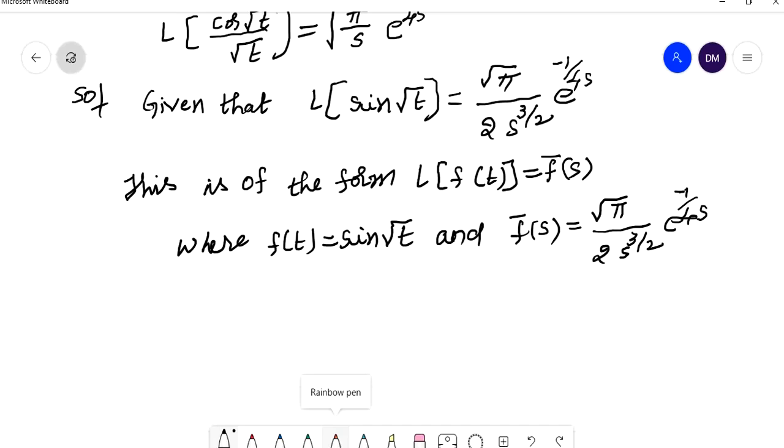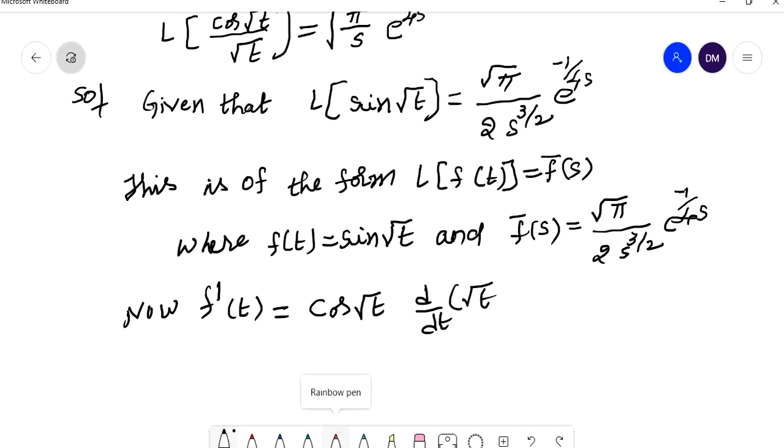Now f dash of t is equal to, what is f of t here? f of t is sin root t. What is f dash of t? The derivative of sin is cos root t. Again we have to differentiate root t with respect to t. So this is equal to cos root t into d by dt of root t, which can be written as t power 1 by 2.